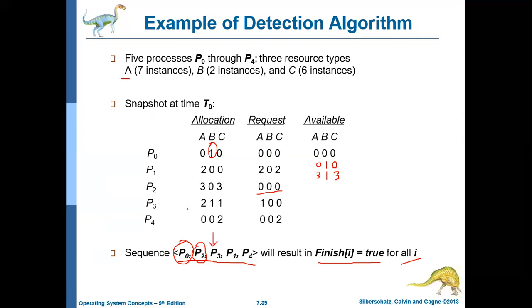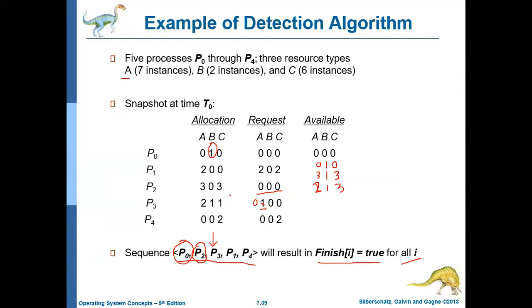If you take P3, P3 needs one more instance of resource A to complete, because it is requesting one more instance of A. Can the operating system give it? Yes, it can give, because the request is less than available. If one instance of A is given, the available will become 213, and this will become 0, because P3 no longer needs any resource.